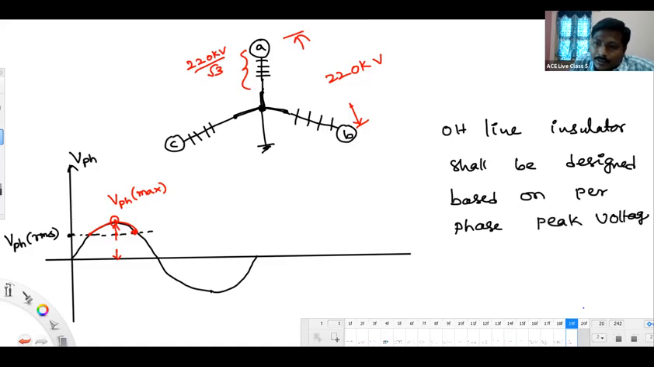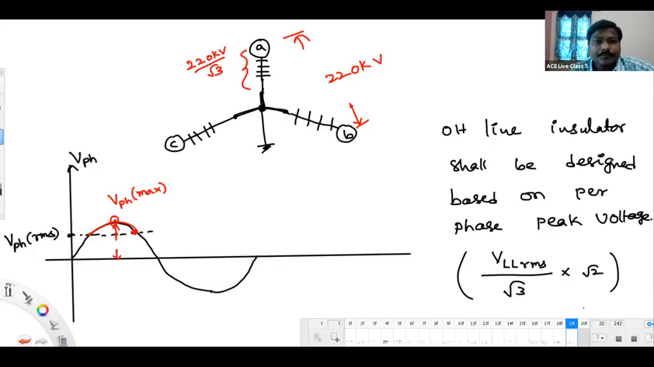Per phase peak voltage means it is nothing but the line to line RMS value by √3, that is the per phase RMS into √2. Based on this voltage, we have to design the insulation. 220 kV by √3 multiplied with √2 for 220 kV rated voltage design.